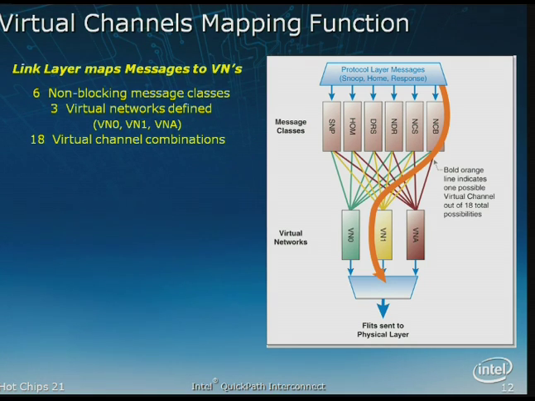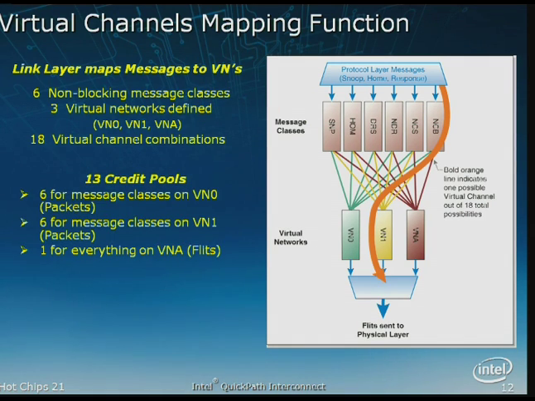VN0 is a credit that we provide at the packet level or at the message layer level. The same is true for VN1. VN0 and VN1 are there for deadlock avoidance and reroute capability on a failed link, and dynamic load distribution in a system topology.